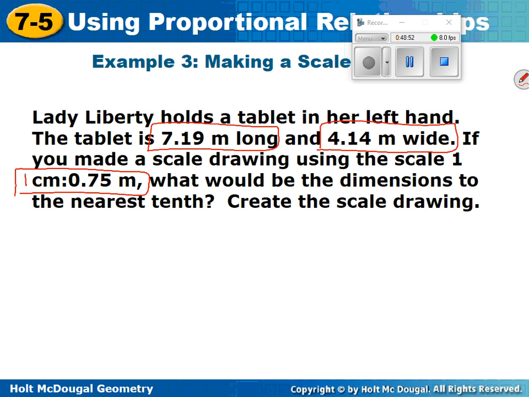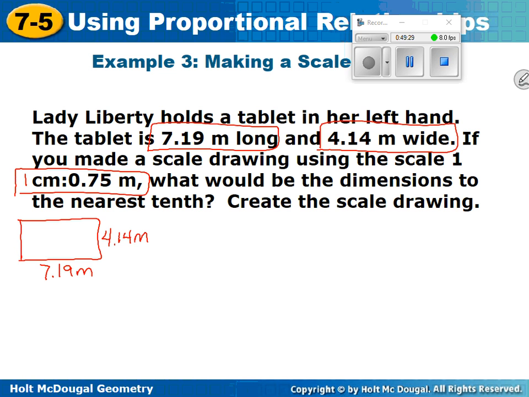So first of all, you got to get in your mind what you have here. You have a tablet that's going to be in the shape of what kind of shape? A rectangle. We got a different length than width, and so we're talking about something that looks like this, right? It's 7.19 meters long, so I guess it really looks more like this. And it is 4.14 meters wide. And we want to create a scaled down version. We want to go from meters to centimeters so that we can actually draw it on our paper. Okay? So we're going to scale this down.